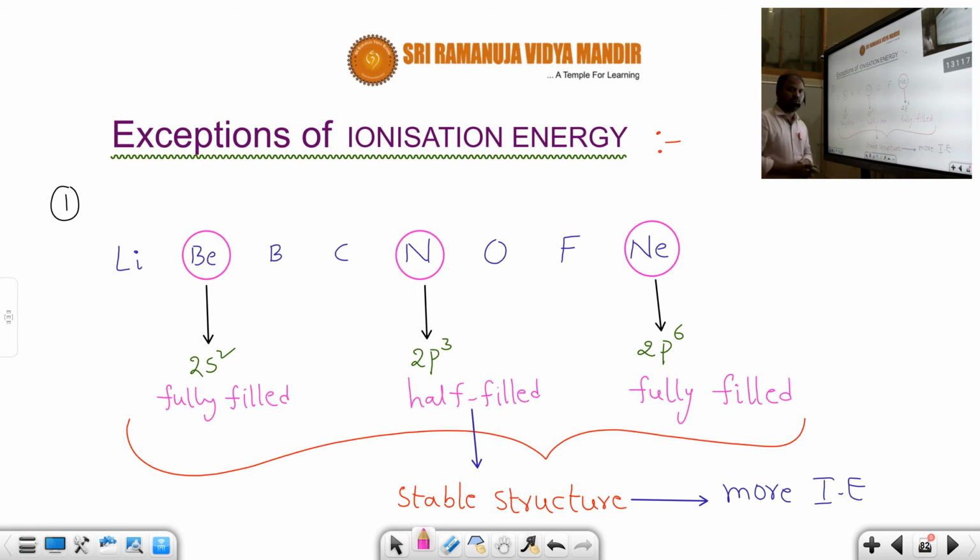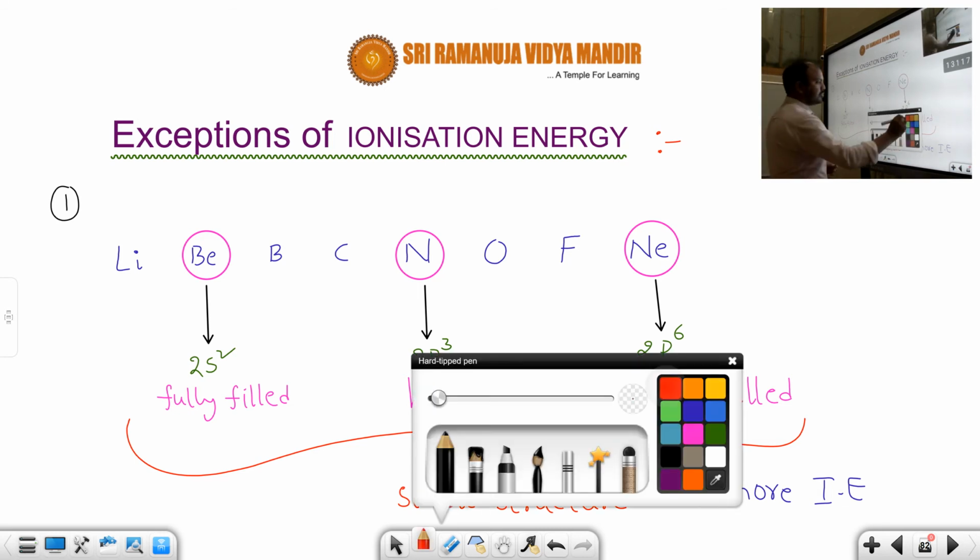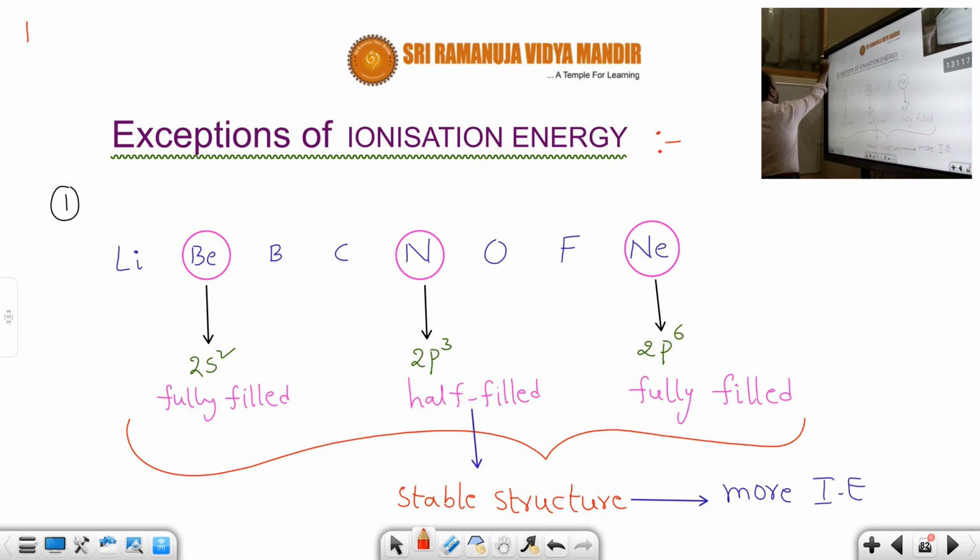That is the general trend. Now we are going to enter into the exceptions of ionization energy, or exceptions of ionization potential. In the general trend, what do we expect? Take the second period elements: lithium, beryllium, boron, carbon, nitrogen, oxygen, fluorine. This is the second period.